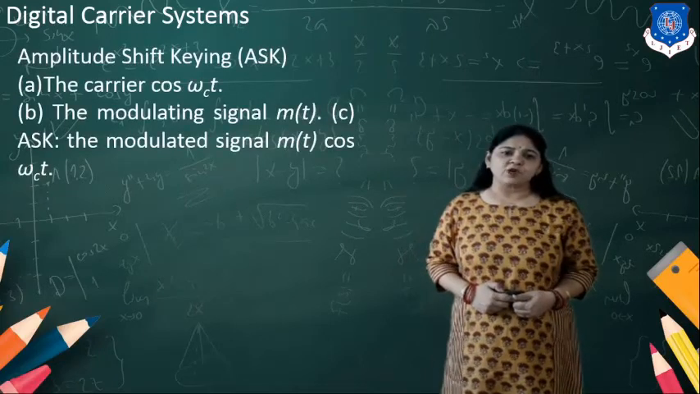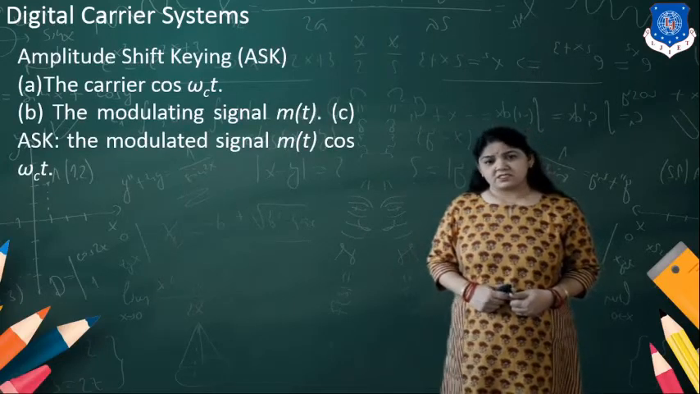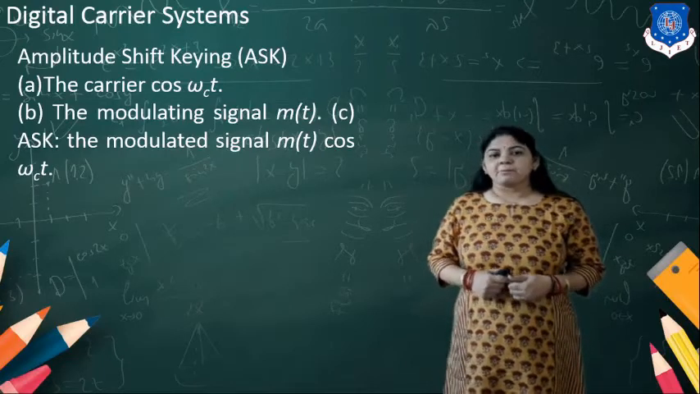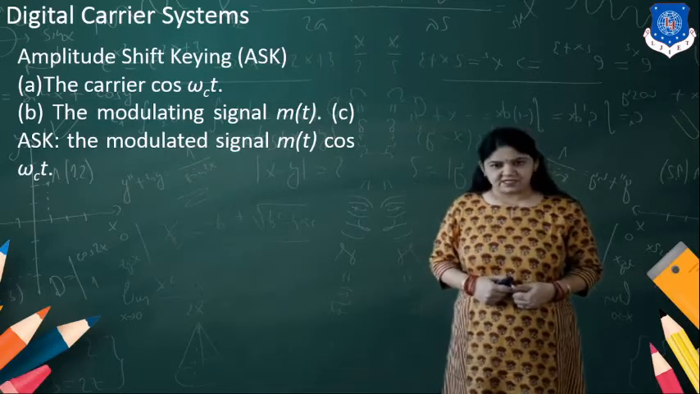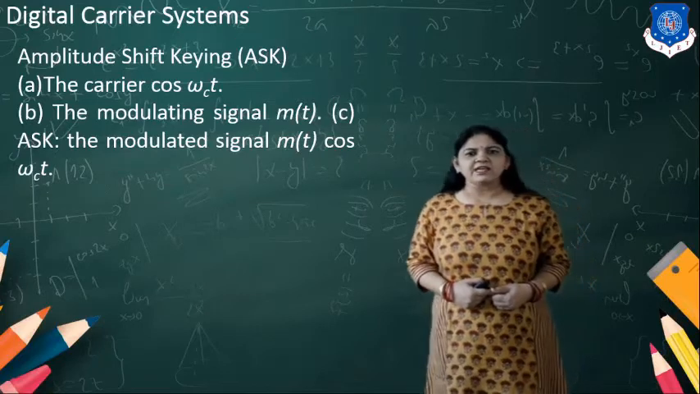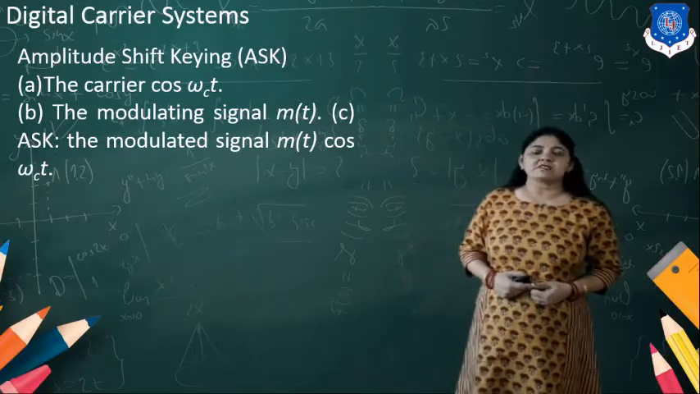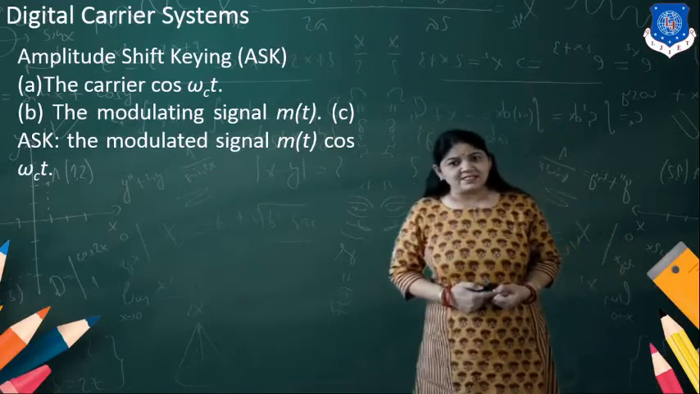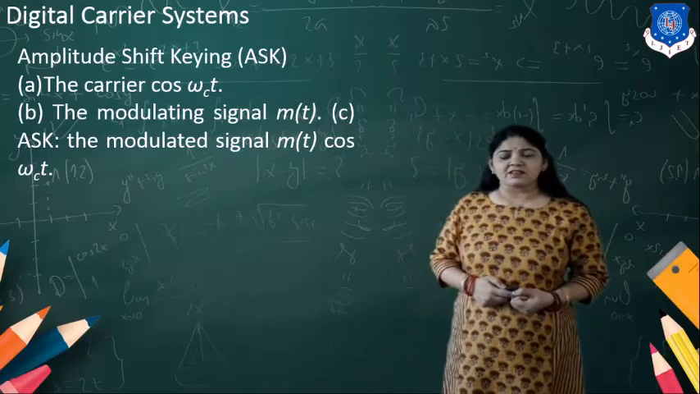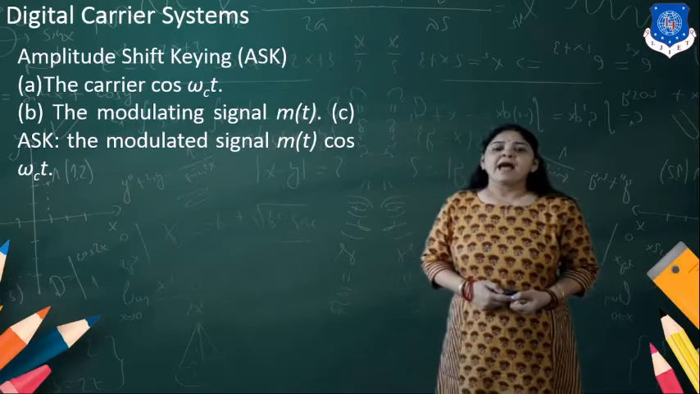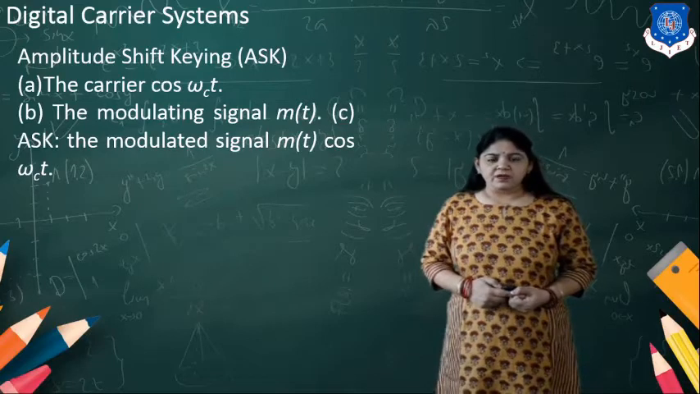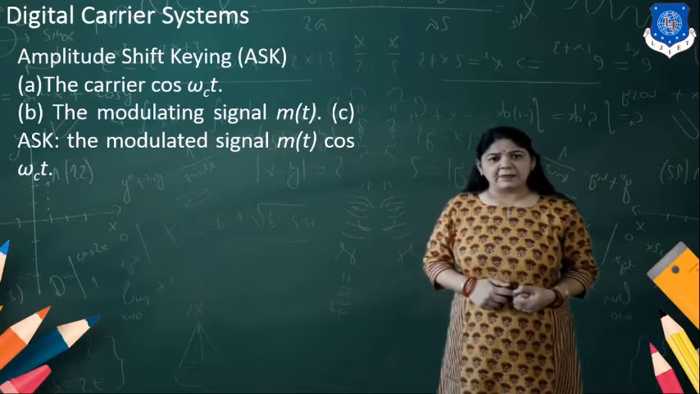Normally there are three types of digital carrier system: ASK, PSK and FSK. The basic categories of the digital carrier system are two. One is amplitude modulation and another one is angle modulation. What is the ASK?